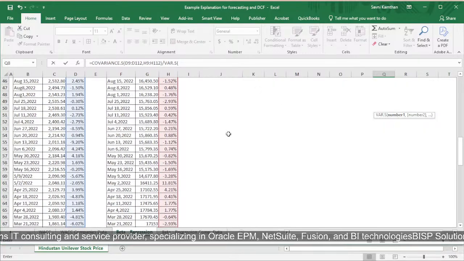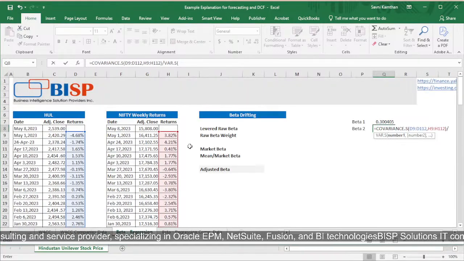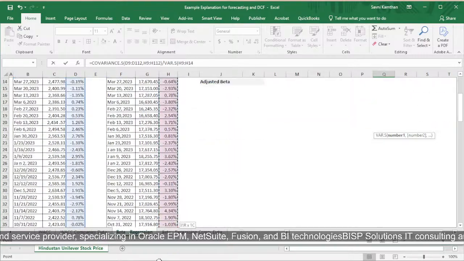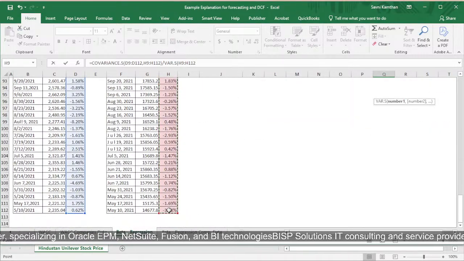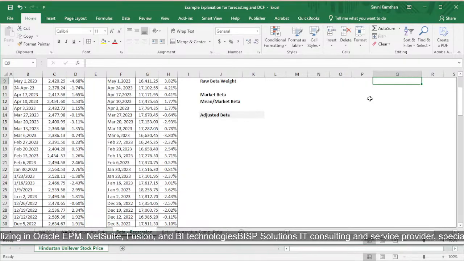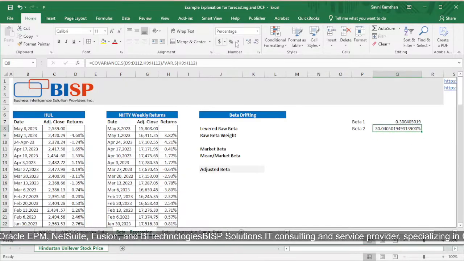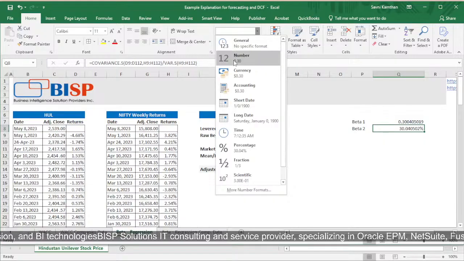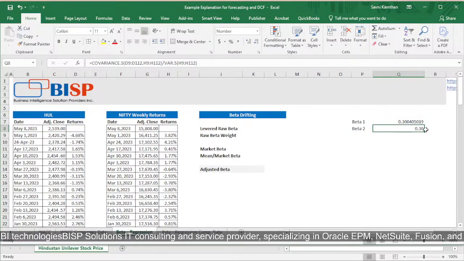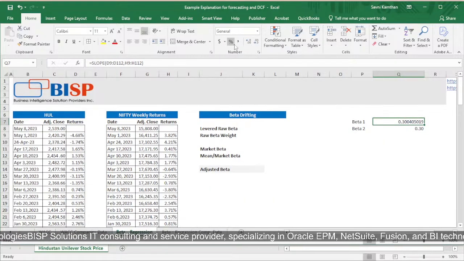and again we will be taking our return of Nifty only and closing it, and then our... so this is coming in percentage. So yeah, this is our second method to calculate our beta.